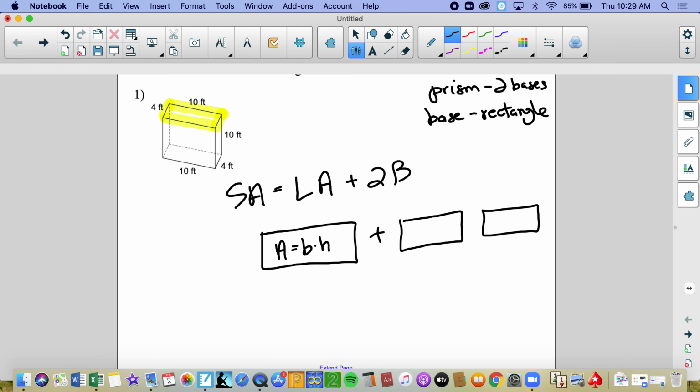My lateral area is here, my two bases are over here. These shapes are also rectangles, so this is also going to be area equals base times height, and these are identical. So I know that those values will always be the same. If I need to find the base of this rectangle to find the area of the lateral area, I need to remember that this is the perimeter. It's the perimeter around the base shape.